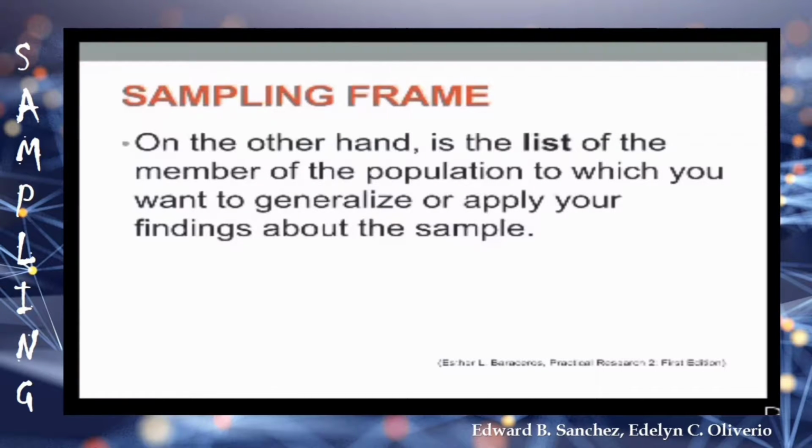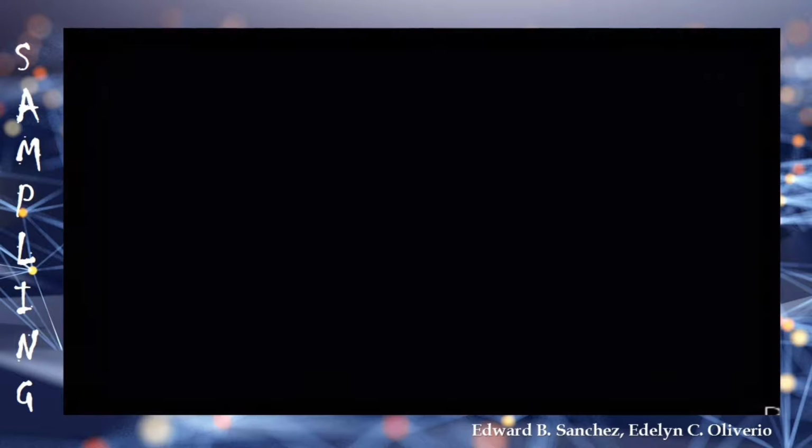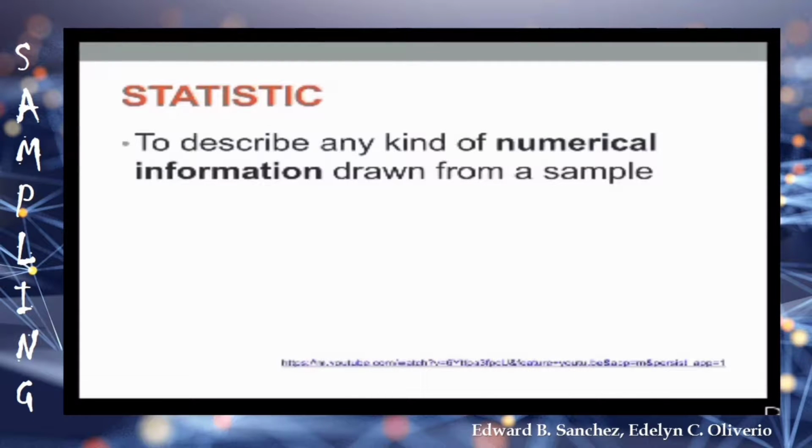Sampling frame, on the other hand, is the list of the members of the population to which you want to generalize or apply your findings about the sample. Sampling unit is the term referring to every individual in the population. Statistic describes any kind of numerical information drawn from a sample.